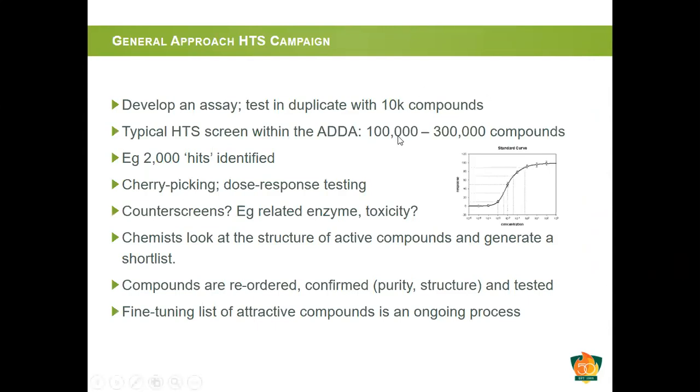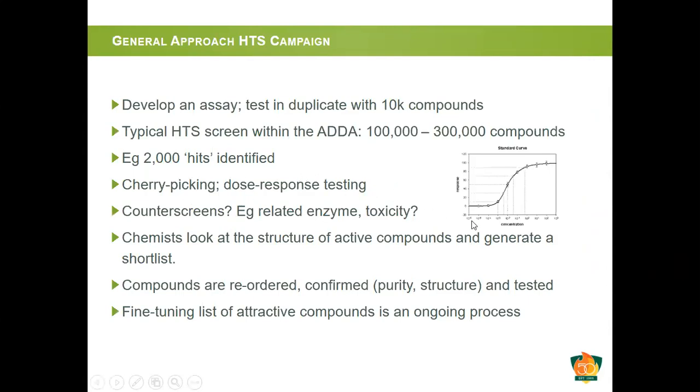So let's say out of 100,000 to 300,000, about 2,000 show up as actives. We call these hits. So they showed some readout in our testing system. Those 2,000 are then what we call cherry picked. From all the plates, all the actives are collected and put in a new plate. These are then tested again, but in dose response, usually at 10 different concentrations.